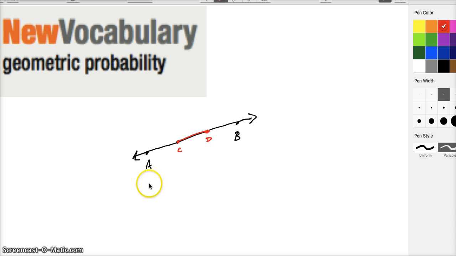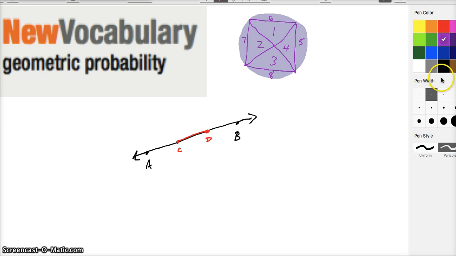For instance, we can consider the segment AB and think about the probability if darts were randomly thrown at this line, and it was equally probable to hit any of the points from A to B. What's the probability of it being on CD? And so that would be one example.